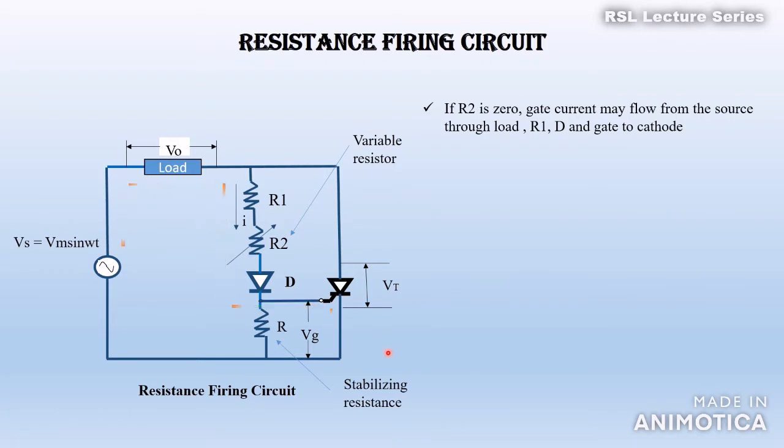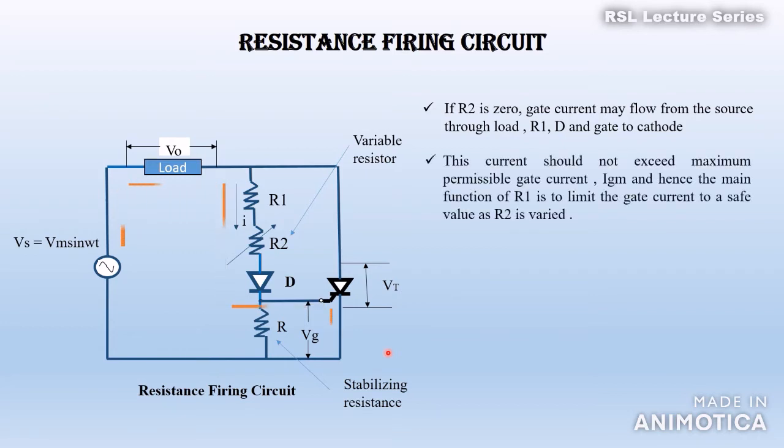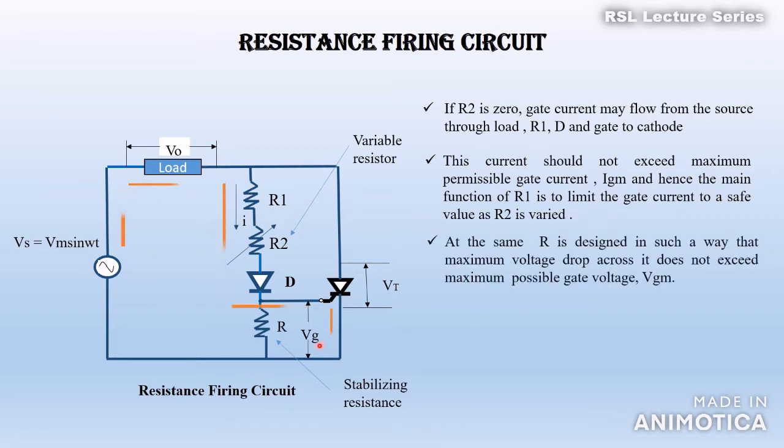By varying the resistance R2, we can vary the magnitude of the gate current, whereas the main function of resistance R1 is to limit the gate current to a safe value. At the same time, the main function of resistance R is to stabilize the voltage, that is, it should keep the gate voltage within the permissible limit. So the resistance R should be designed in such a way that the maximum voltage drop across it does not exceed the maximum possible gate voltage.